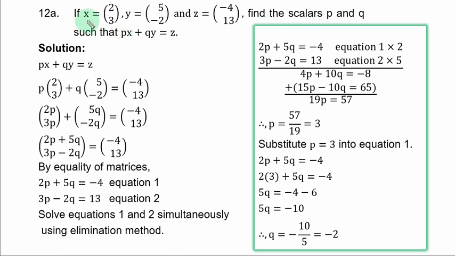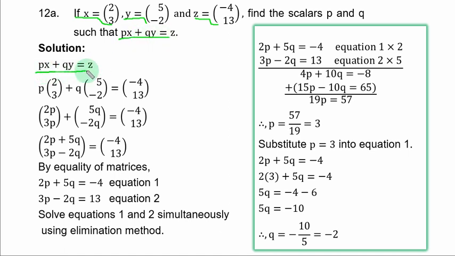Question 12a. If S is equal to the column vector with elements 2, 3, Y is equal to the column vector 5, minus 2, Z is equal to the column vector minus 4, 13. Find the scalars P and Q such that PS plus QY equals Z.